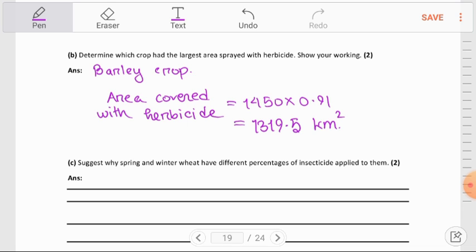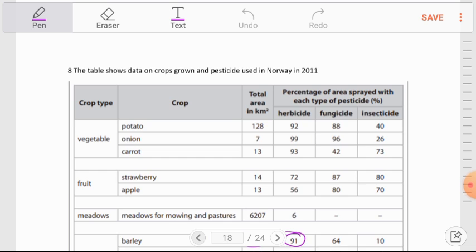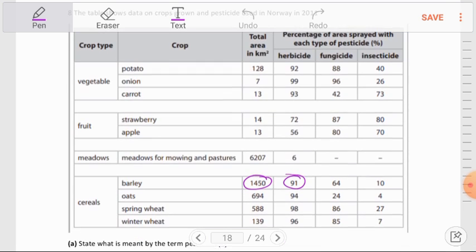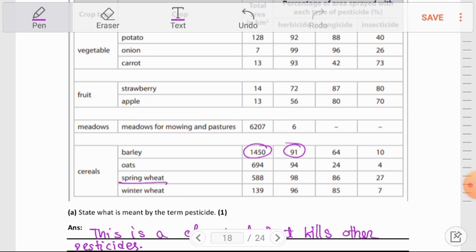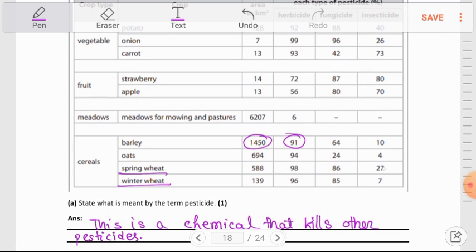Moving to part C. Suggest why spring and winter wheat have different percentages of insecticides applied to them. So let's go back to the chart and see for ourselves if the amount of insecticide on spring and winter wheat are different or not. So these are the spring and winter wheat, and the amount of insecticide is 27 on spring wheat and 7 on winter wheat. Now we need to find an explanation why more insecticide was applied on the spring wheat and less insecticide was applied on the winter wheat.